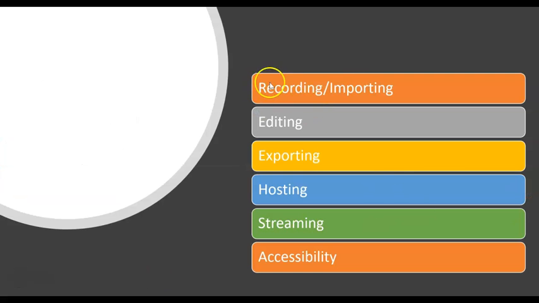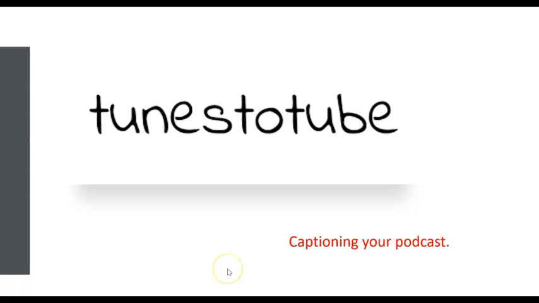Okay, we've talked about recording and importing audio, whether in Zoom or Audacity, editing in Audacity, exporting to MP3, hosting in SoundCloud, streaming in Stitcher and Spotify. Now I want to talk about accessibility, how to caption your podcast. I think that's really essential. So Tunes to Tube, I don't think, is especially designed for captioning, but YouTube captions. And so it's a really simple and free solution.